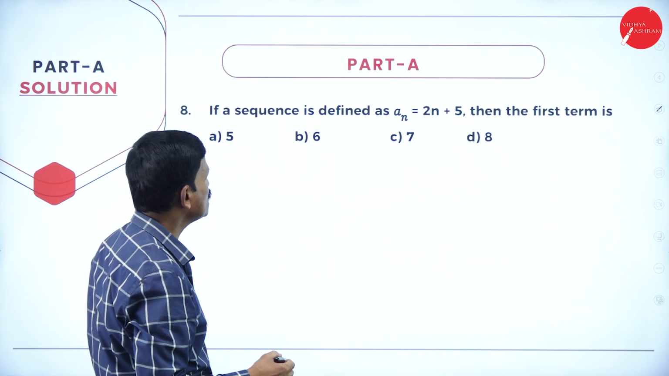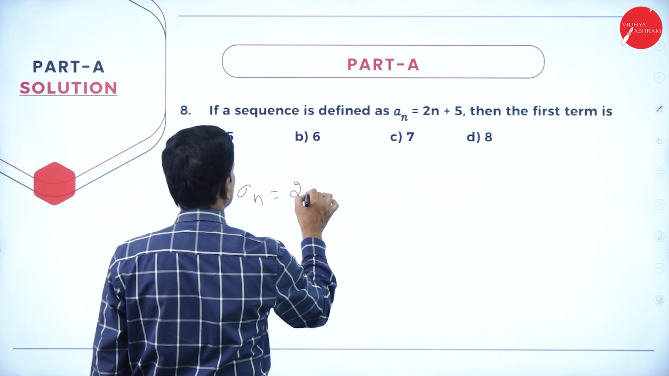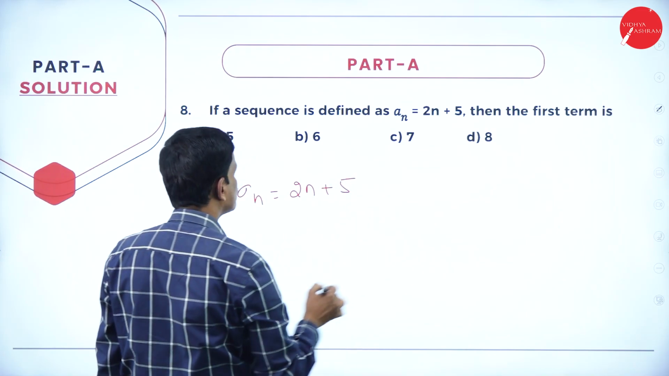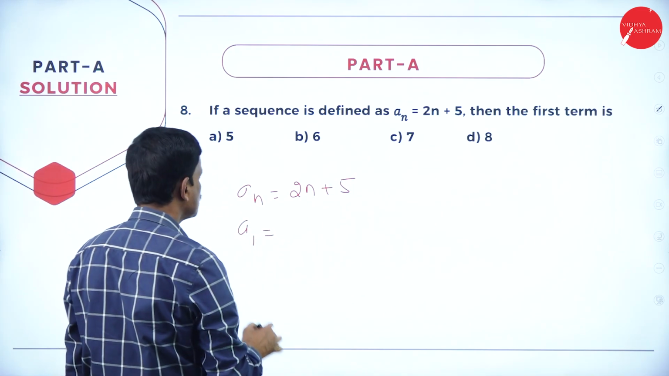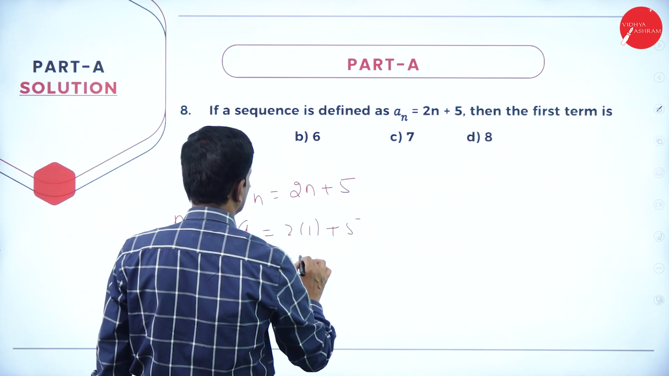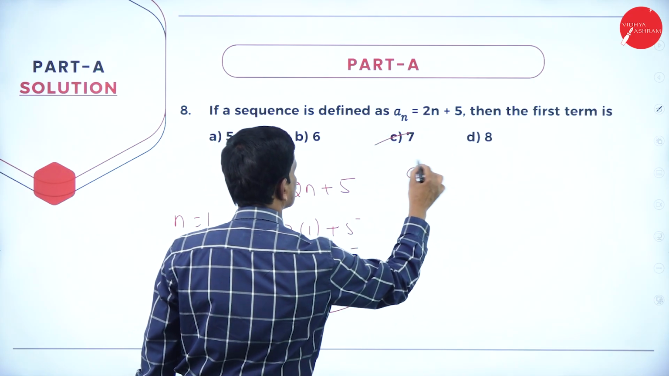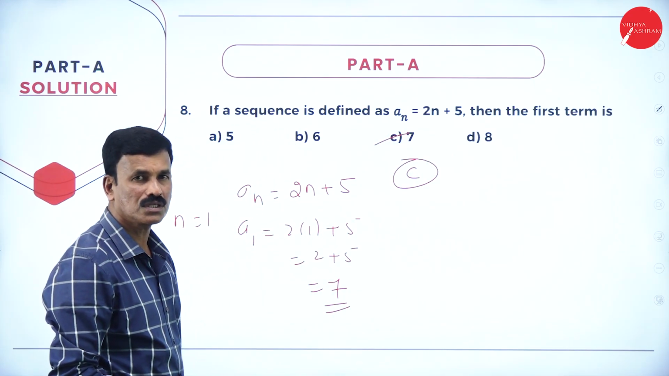If a sequence is defined by a_n is equal to 2n plus 5, then the first term is a1. Put n is equal to 1: 2 into 1 plus 5, that is 2 plus 5 is equal to 7. 7 is the answer, that is C is the option, right.